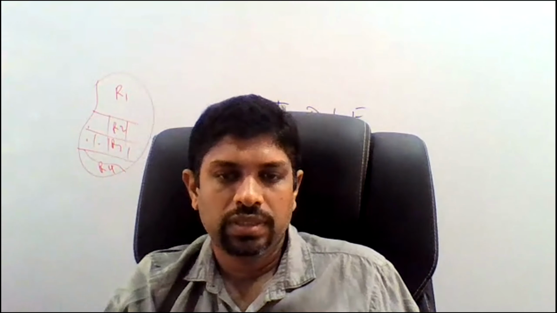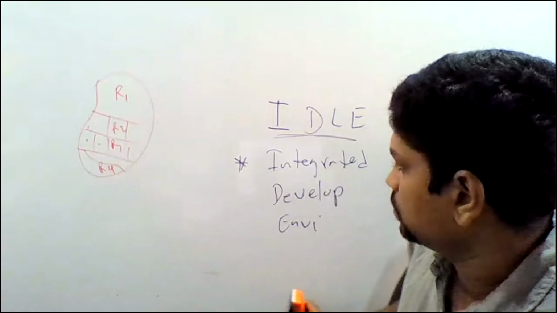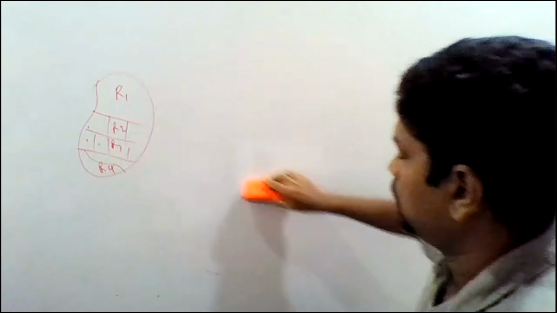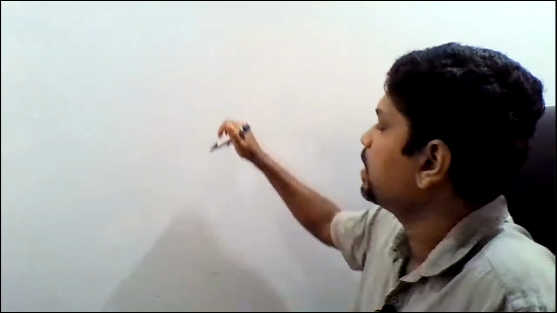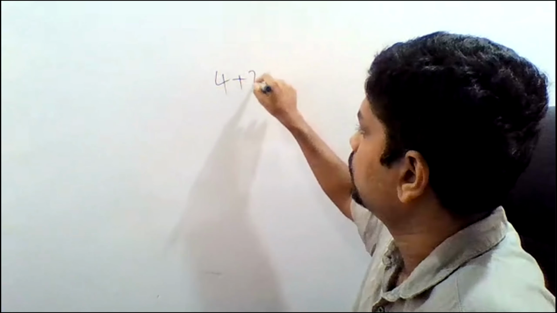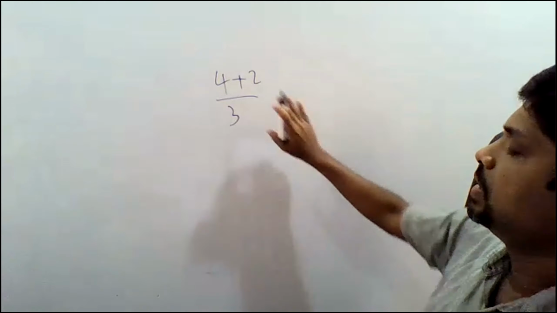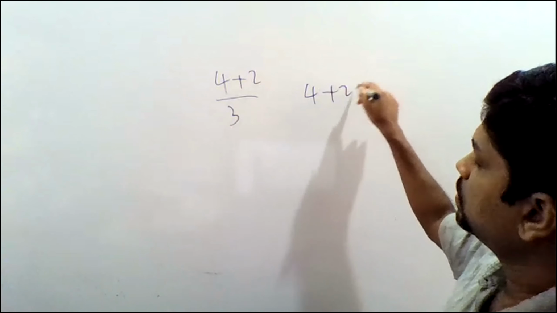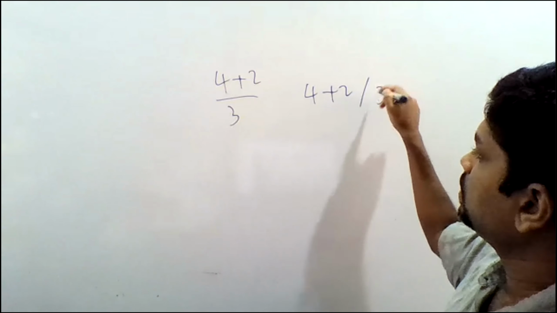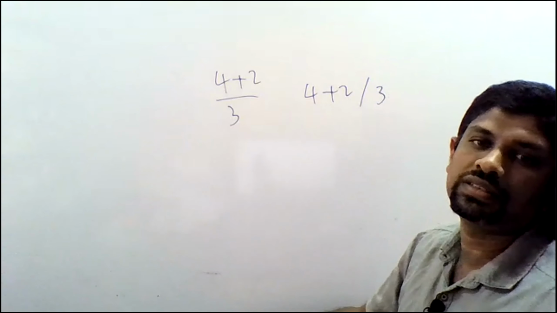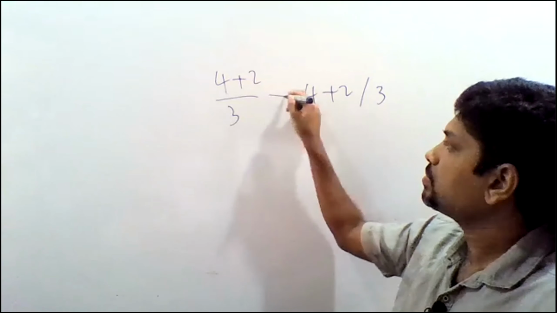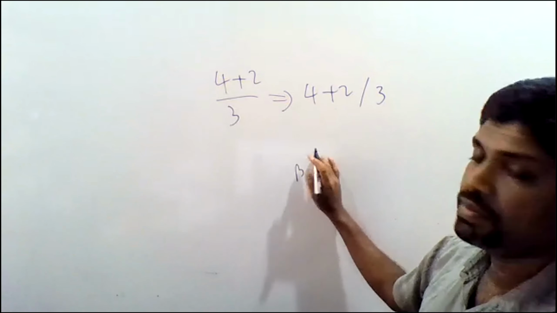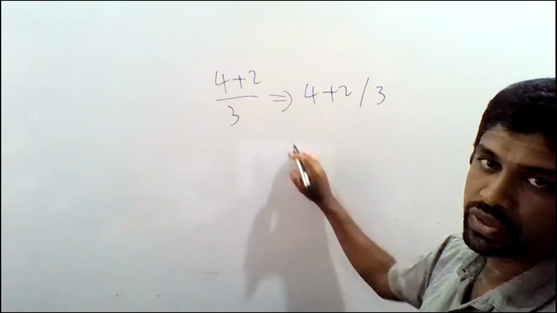Right, now just tell me, all of you, if this is the calculation that you want to perform, 4 plus 2 divided by 3, what should be the command? 4 plus 2 divided by 3. If you use it like this, it is not correct. Why? Because you know that BODMAS rule. So everything is according to the usual BODMAS.